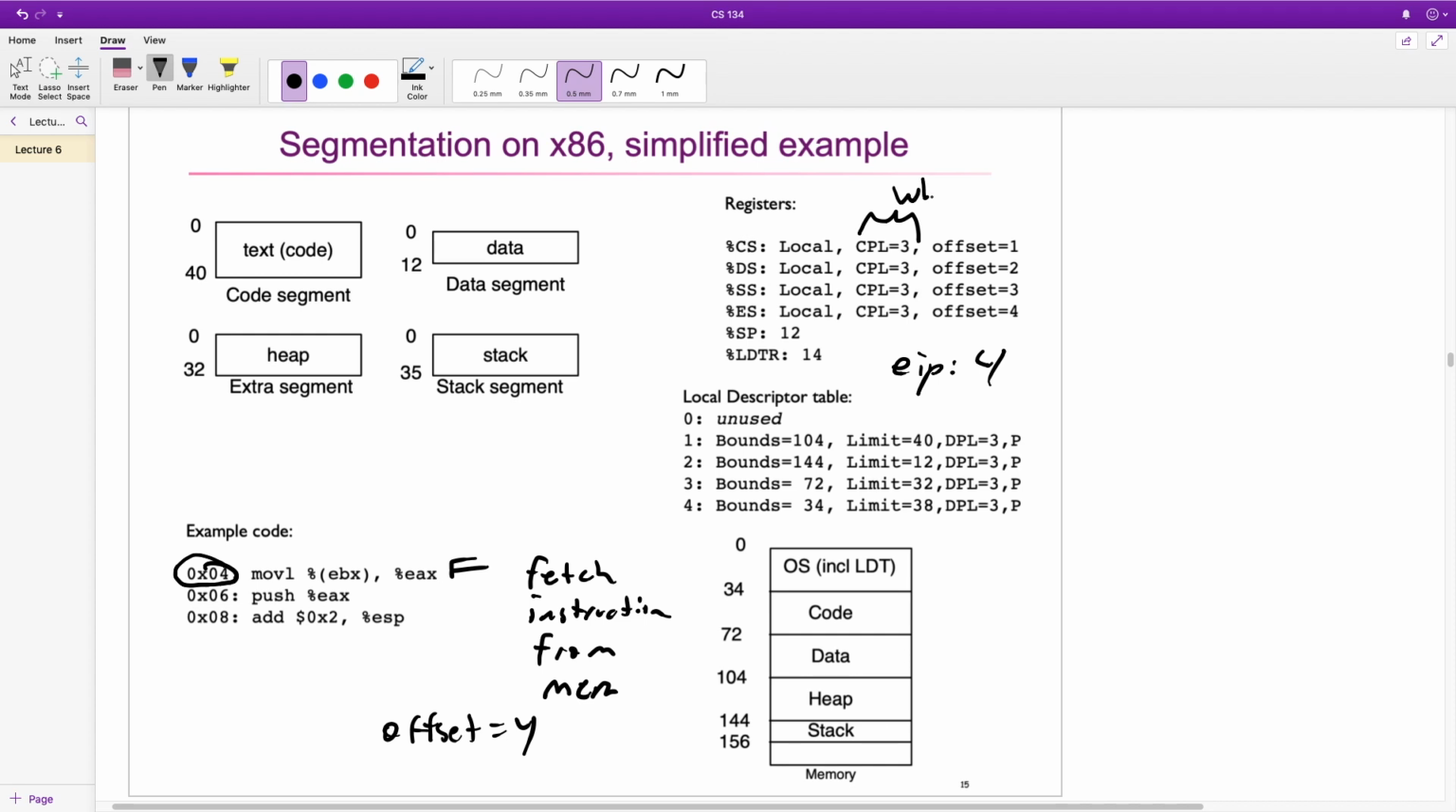It also says that there's supposed to be a global descriptor table bit. There is. There's more in here. Global descriptor table versus local descriptor table. So there is a little more in here that I'm not showing.